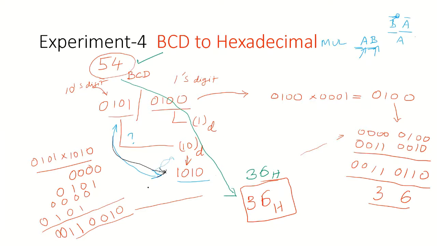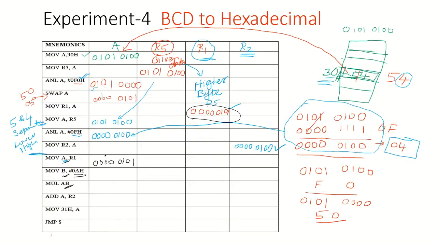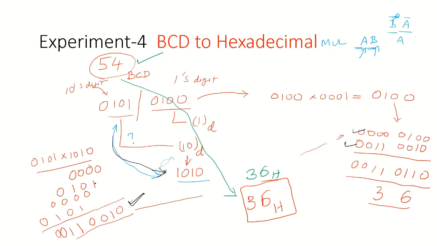The answer of the multiplication is given here. This is the multiplication part, and that value is added with that 4, the ones digit. So these two are added, and the same thing is done here: ADD A, R2. Before that, we have the multiplication part. I explained this. When you are multiplying 10 into 05, what value will you get?